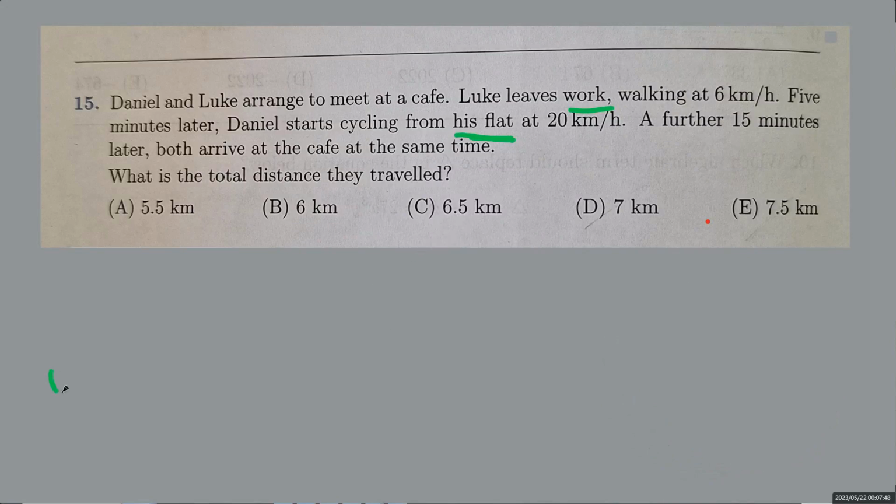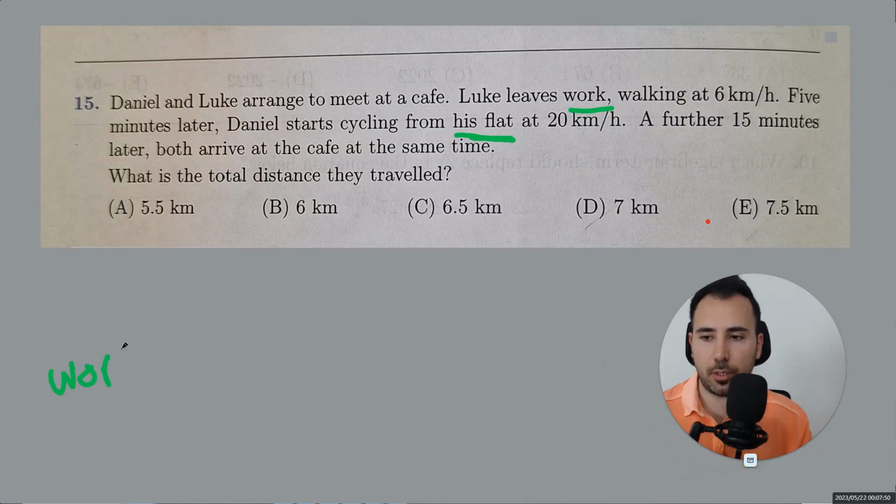So one place leaves work, one of them leaves work and walks to the cafe.